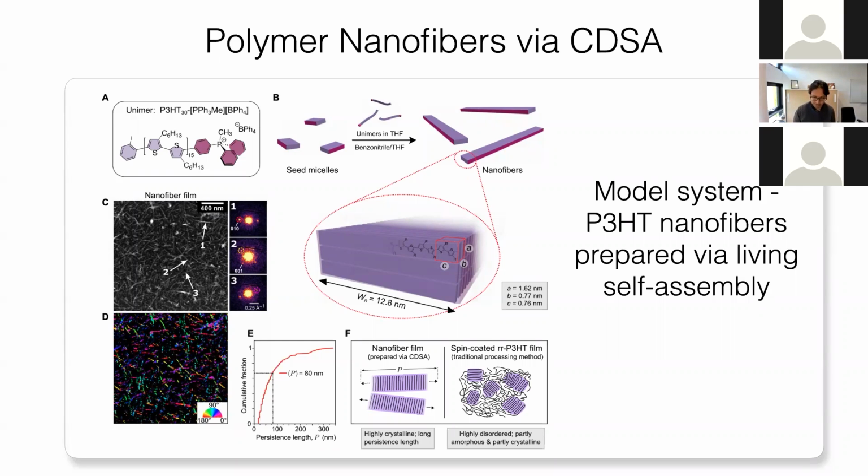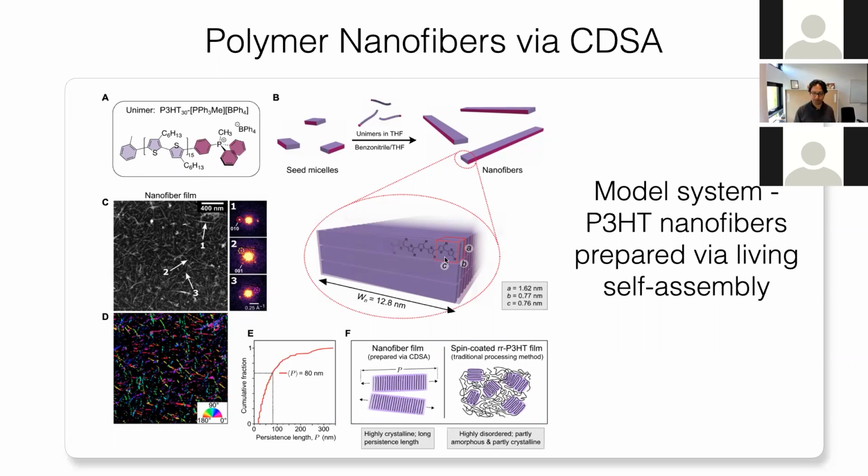And these materials are made by Professor Ian Manners' group at the University of British Columbia in Vancouver. Essentially what you have is a P3HT chain, which is capped off by this group over here. And what this allows us to do is crystallize these materials and grow fibers from them through this methodology, which is called crystallization-driven self-assembly. So it's a living self-assembly method.